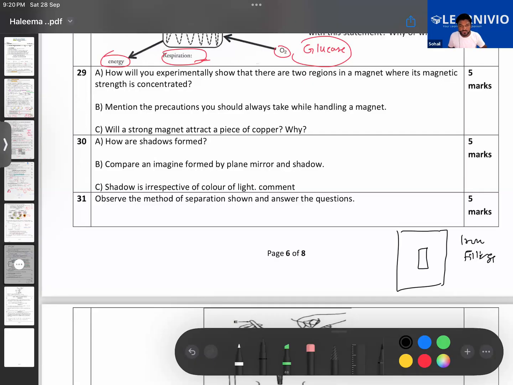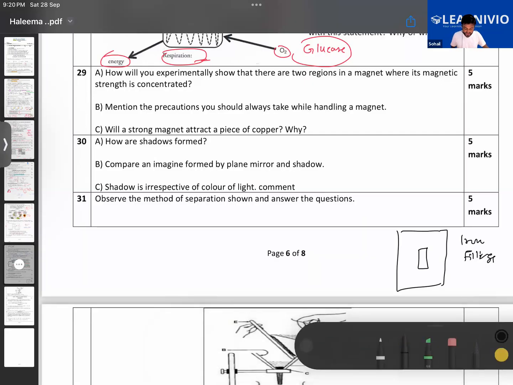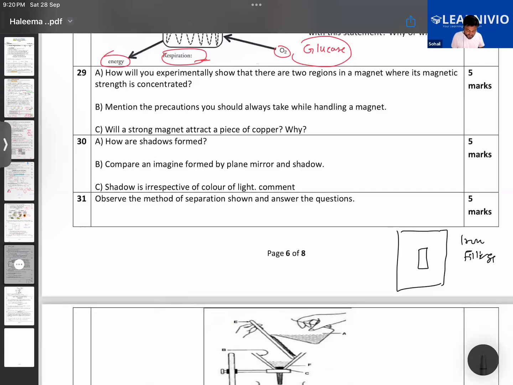Yes, okay, no. So you can easily demonstrate it. Basically, we have to show that there are two regions in a magnet where the magnetic strength is concentrated. Basically, we are talking about the poles of the magnet. So we have taken a bar magnet here. Sir, on the top and the bottom, the magnetic force is more, and in the middle, like in the side of the poles, it is less.